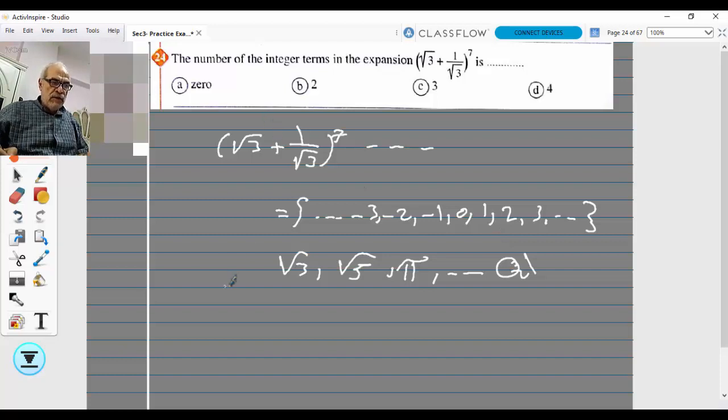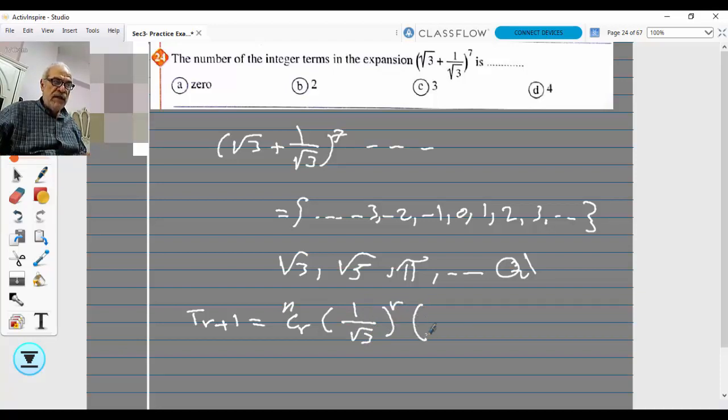Okay, back to the question. Here we have the expansion of (root 3 plus 1 over root 3) all power 7. First, we write a general term. We start from the general term: T(R plus 1) equals NCR, second term 1 over root 3 power R, multiply first term root 3 power N minus R, which is 7 minus R, as N equals 7.